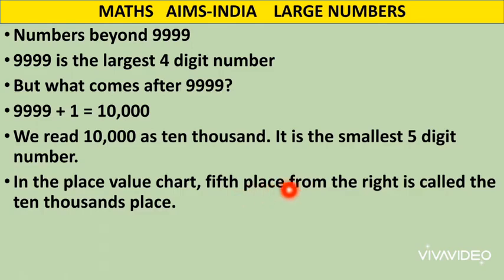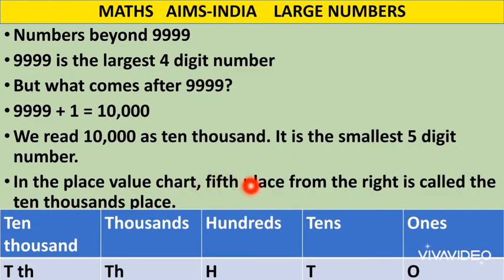In the place value chart, fifth place from the right is called the 10,000s place. What is it called, children? The fifth place from right is called the 10,000s place. See, in previous classes you have learned only till thousands, no? This thousands place value is for 4-digit numbers 1, 2, 3, 4. But now here we have this 10,000 which is a 5-digit number. So this fifth digit from the right has the place value of 10,000.